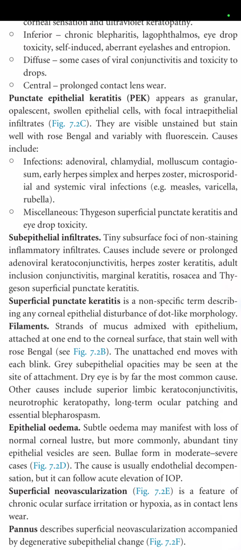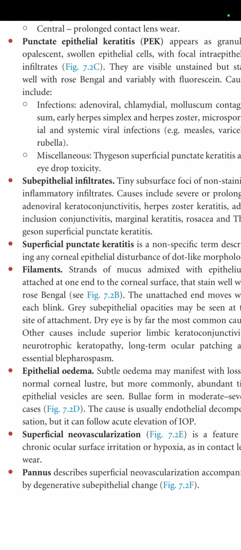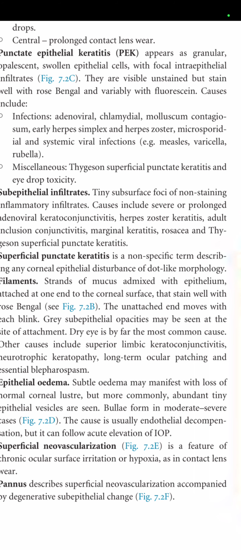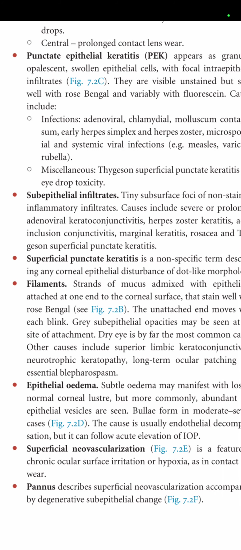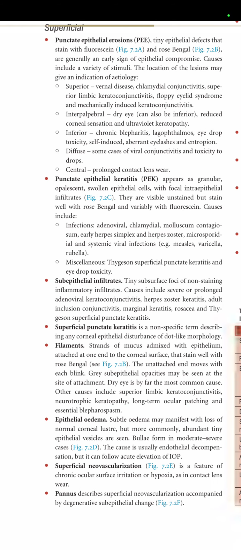Next of the superficial signs are subepithelial infiltrates. So just remember, we are discussing the superficial signs of corneal diseases. So it can be PEEs, it can be PEK, it can be subepithelial infiltrates, anything. It's not necessary that all of them are present in a single eye. Only one of the signs can also be present.